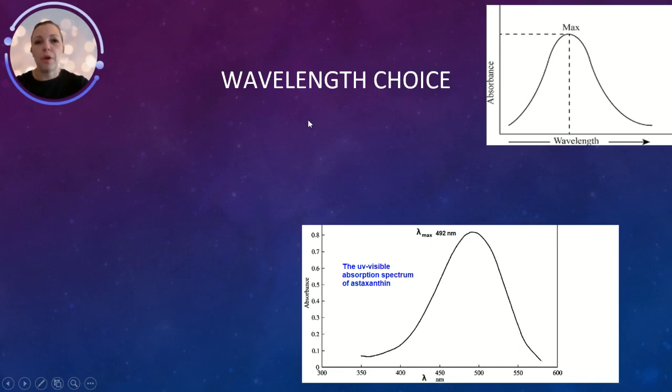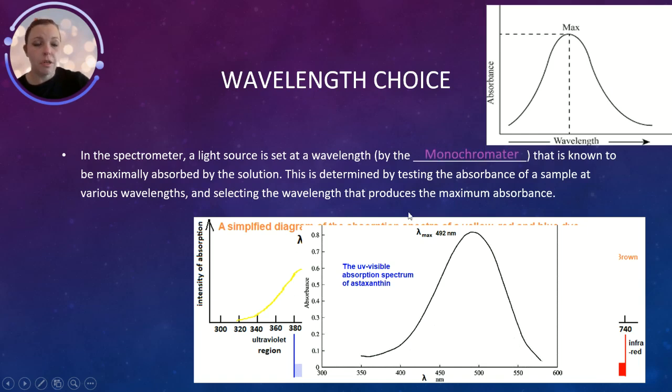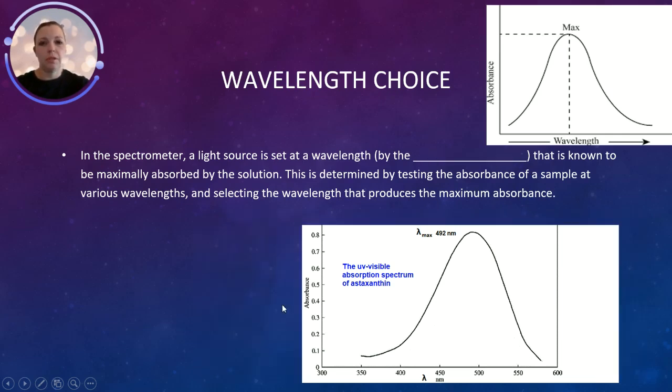So then let's talk about wavelength choice. In the spectrophotometer, a light source is set at a wavelength by the monochromator that is known to be maximally absorbed by the solution. My pictures are a little off here, but we'll figure it out. This is determined by testing the absorbance of the sample at various wavelengths and selecting the wavelength that produces the maximum absorbance.